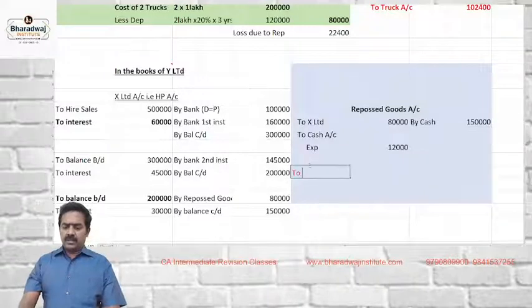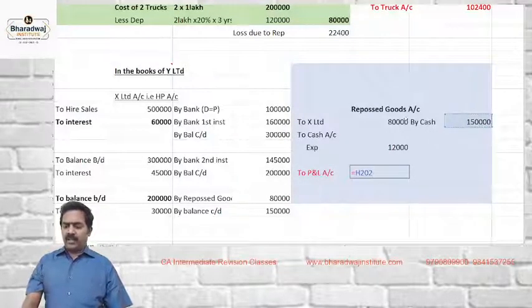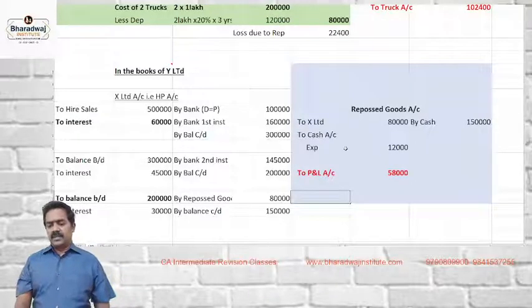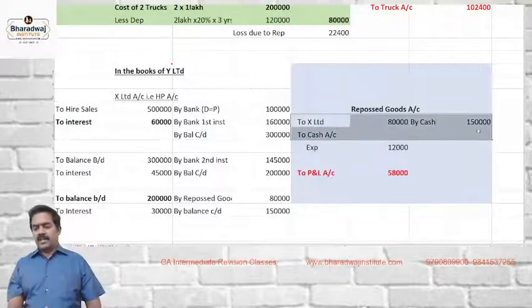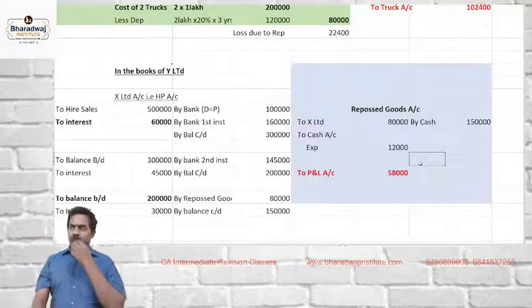1,50,000. The balancing figure will be transferred to P&L account. We sold for 1,50,000. 80,000 is the value at which it is taken over and spent 12,000, means the balancing figure will be transferred to which account? P&L account. Simple. Take over the goods, spend money and sell. The profit or loss is transferred to which account? Profit and loss account.